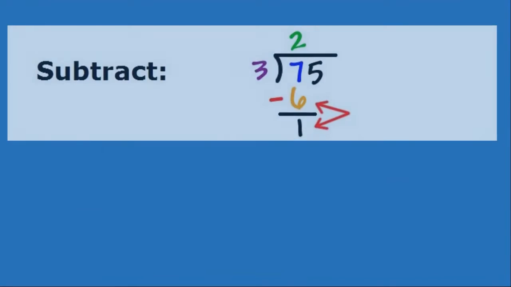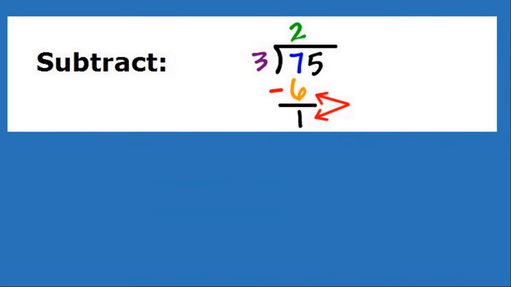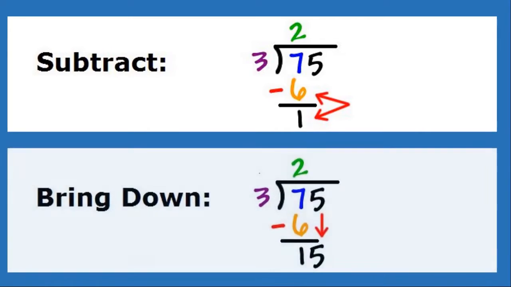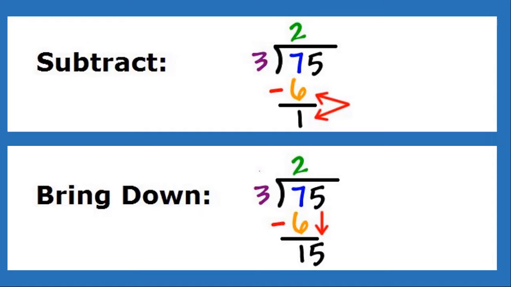After we multiply, we have to subtract. So we figure 2 times 3 equals 6. So we put that number 6 below the number 7, and that's 7 minus 6, which equals 1. After we do that, we now bring down the number next to that original number 7. So next to the number 7 in the number 75 is the number 5. We bring that number down.